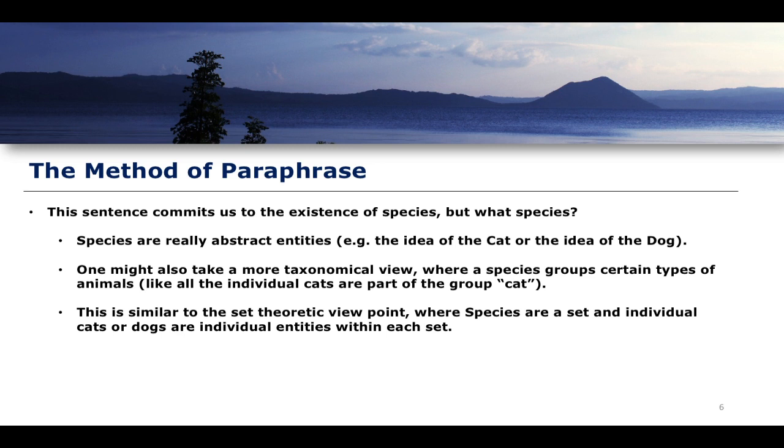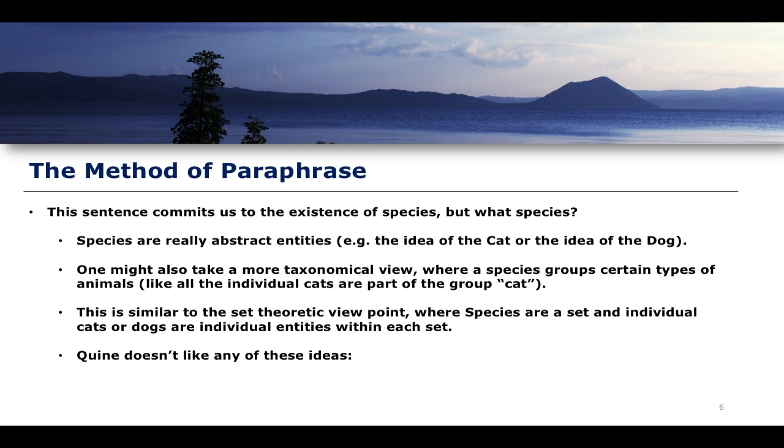This is similar to a set theoretic viewpoint, where species are essentially the set, where we have the set of all things that are cats, or the set of all things that are dogs, and then the entities represented therein are the individual cats, or the individual dogs. My dog Morgan, for example, is a specific dog, but she is not the set of all things that is dog, okay? She is a specific representation of an entity within that set. That's a set theoretical perspective.